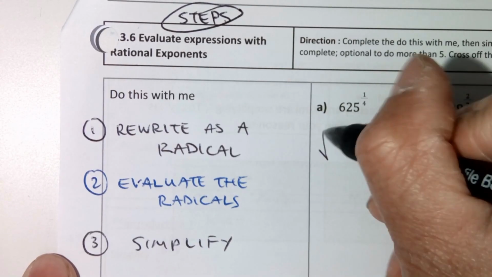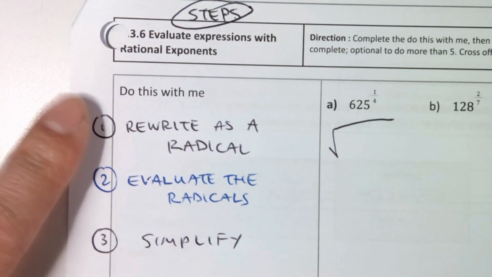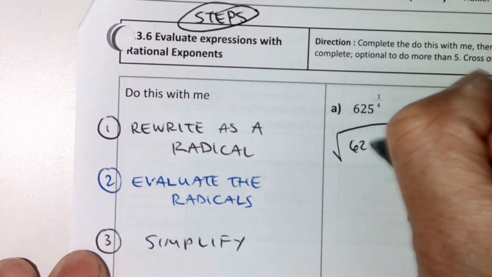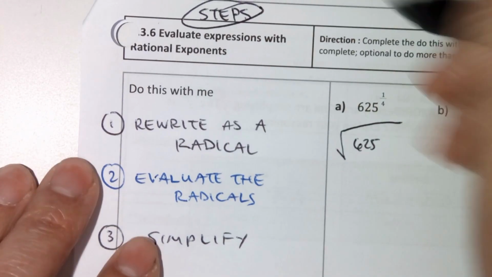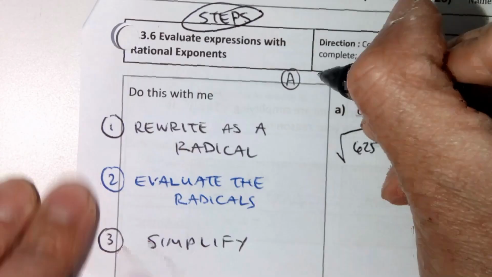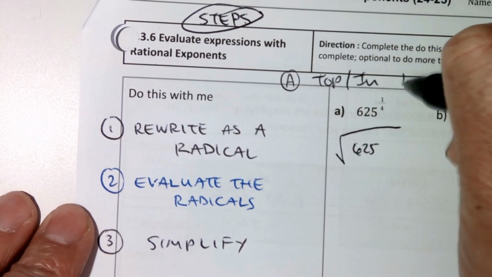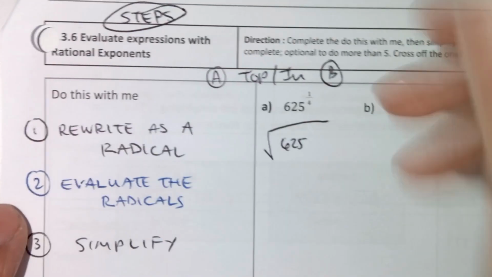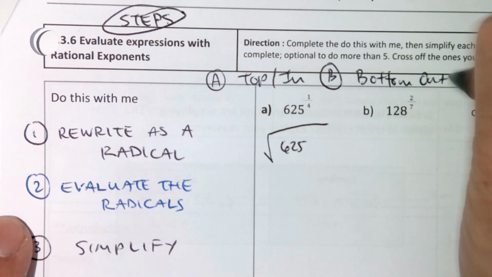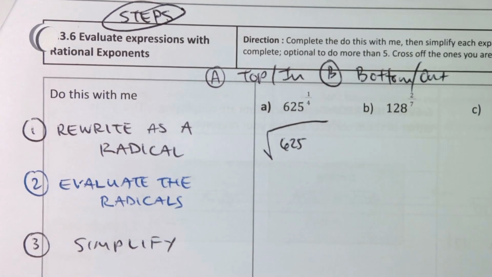So here's our first example A. I'm going to write it here with a radical. And then I'm going to write that in the inside, the base goes inside. And we've been having this silly phrase that we've been using. What is that? Top in. Top of the fraction goes inside the radical and bottom out. So the bottom of the fraction goes on the outside of the radical.